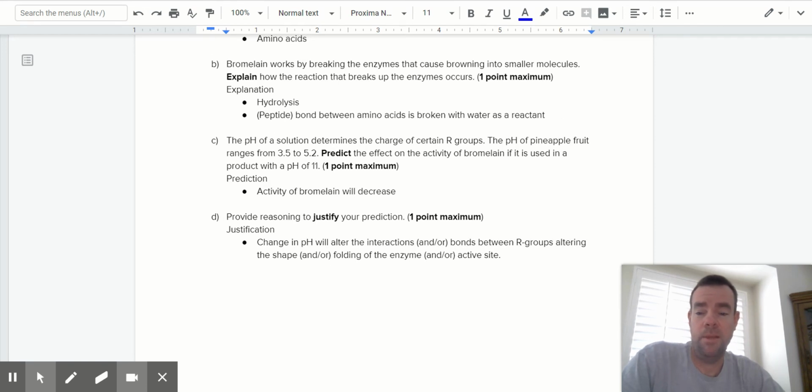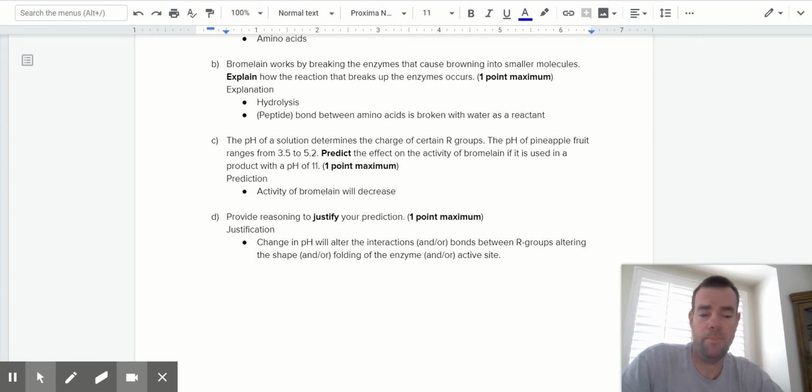Part C: the pH of the solution determines the charge of the R groups. The pH of pineapple fruit is from 3.5 to 5.2. Predict the effect on the activity of bromelain if used at a pH of 11. Your prediction should be that it's not going to be as active. It's going to decrease; it's not going to break down as much protein, something along those lines. Then your justification would be something about the pH altering the interactions or the bonds between the R groups, and that's changing the shape or folding of the active site of the enzyme. You do not have to say active site. You could just say it changes the shape of the enzyme or the folding of the enzyme, but that's really what it boils down to.